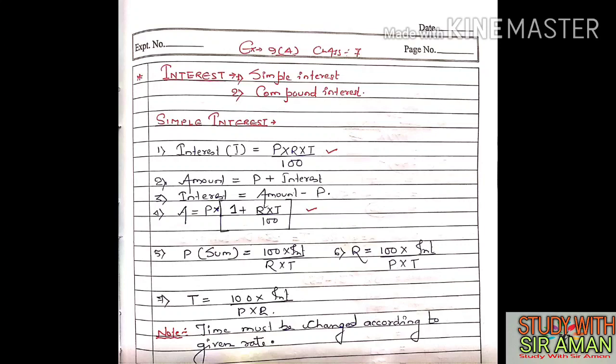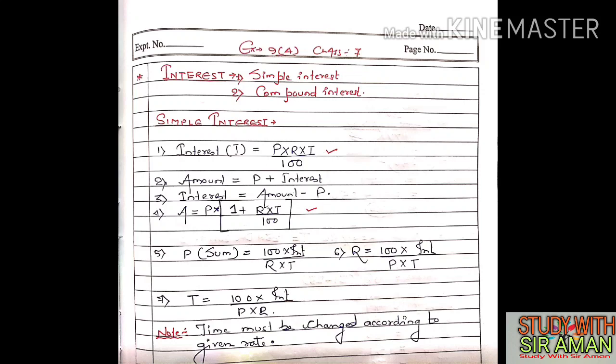Formula number 4 you can check. Amount is equal to principal into big bracket 1 plus R into T by 100. It is the formula for simple interest, to calculate the amount directly. One very important thing you have to observe in this chapter is the note: time must be changed according to the given rate. What does it mean? If the rate is given in months, you have to change the time in months. If the rate is given in years, you have to change the time in years. Okay, more detail I will tell you with the help of questions.